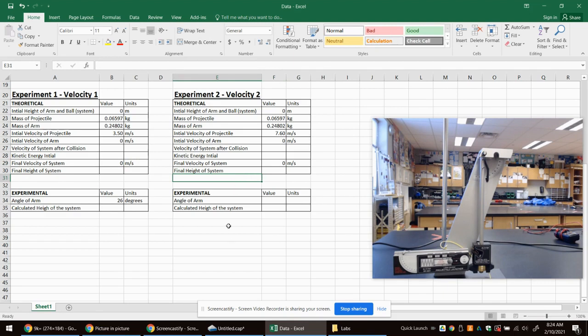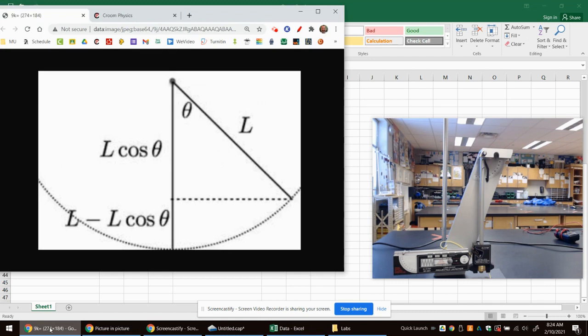The way we want to validate that, though, is by using this diagram here, where we're seeing that the height also refers to L cosine theta, which is the length of the leg of the triangle. We know the length of the rod, minus L cosine theta. And so what we need to be able to do is work our way backwards and solve for the height.